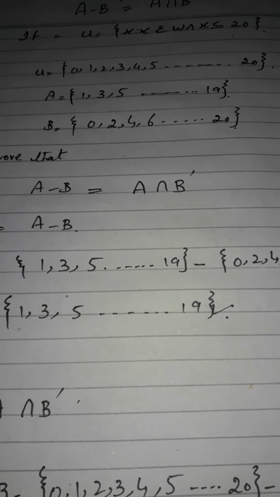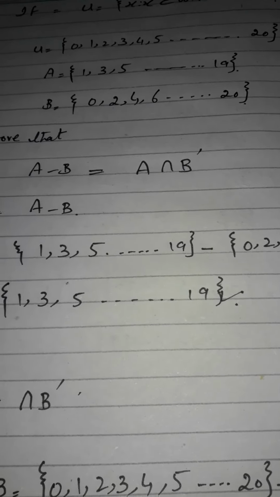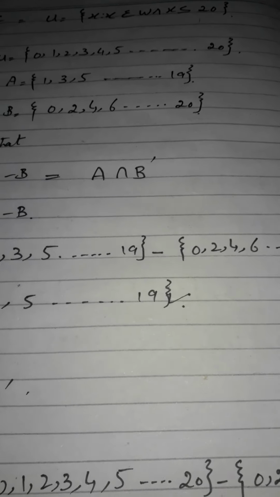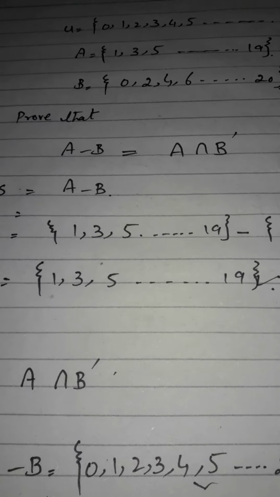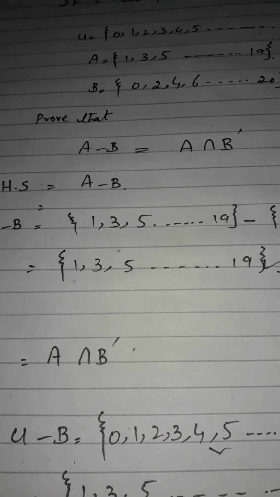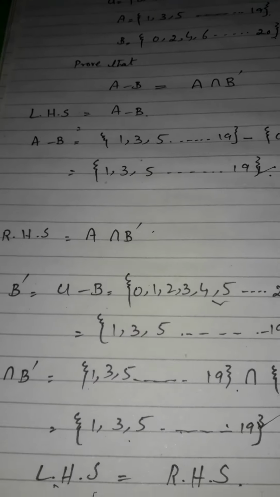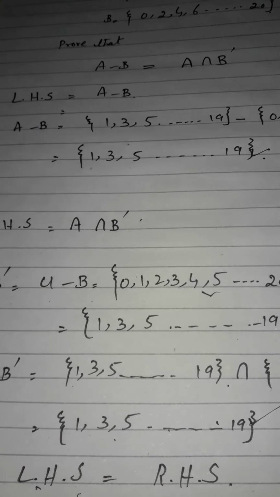We write the two sets in comparison and write the minus sign here. You can see that not a single element is common, so all the elements remain here. So A minus B should be 1, 3, 5 till 19. On the other side, we have to find the answer A intersection B dash.